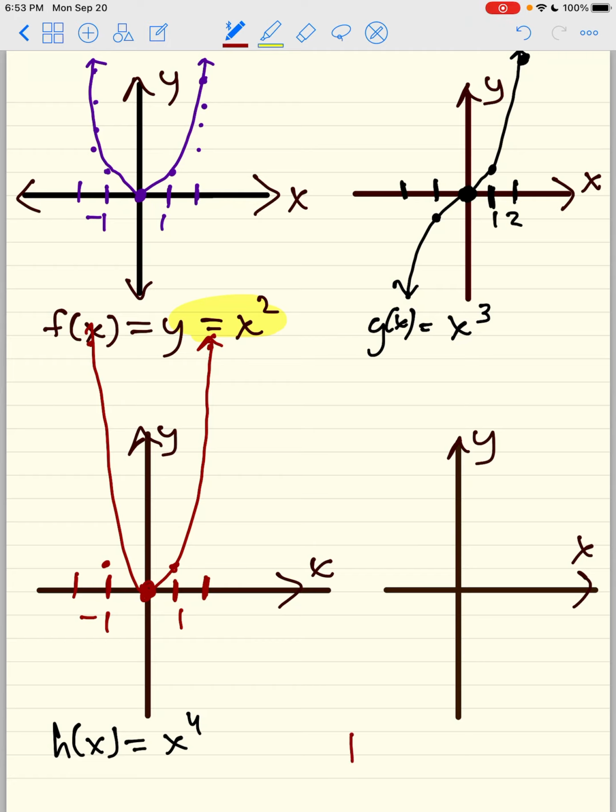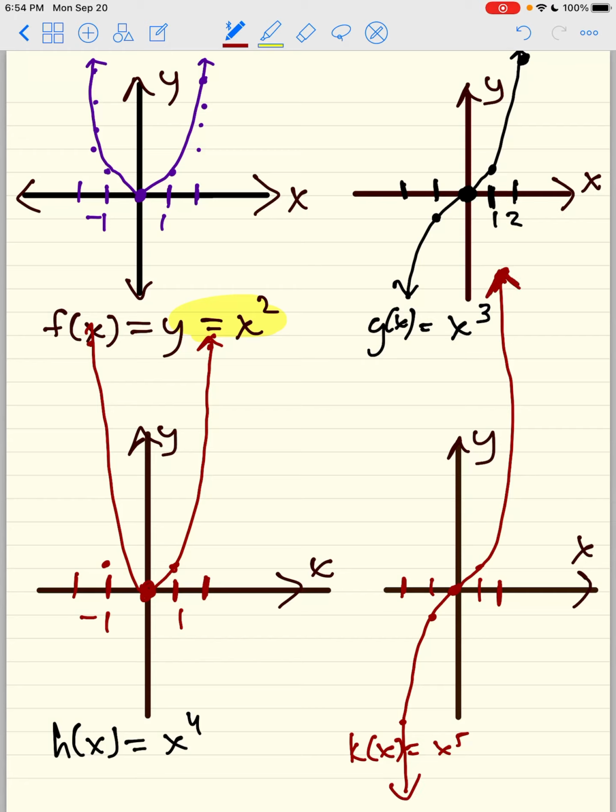And here's our k of x being x to the fifth. Well, when you put 0, you get 0. When you put 1, you get 1. When you put negative 1 into x to the fifth, you get negative 1. When you put 2, guys, you get 32. You're all the way up here. And when you put negative 2, you get negative 32. You're all the way down here.